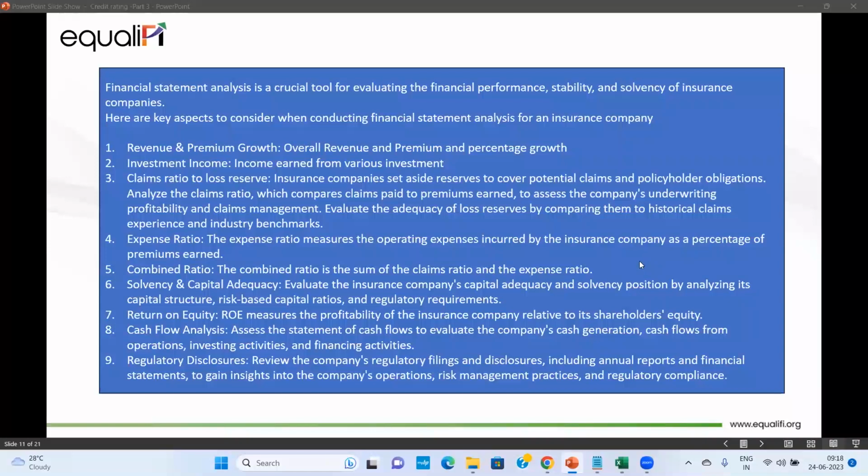Now, solvency and capital adequacy. It means whether the company has adequate capital or not, whether the company is solvent or not, in case too many claims come up, whether they will be able to meet the claims or not. And what if they are not able to meet the claims? What is going to happen if they are not able to pay the claims?